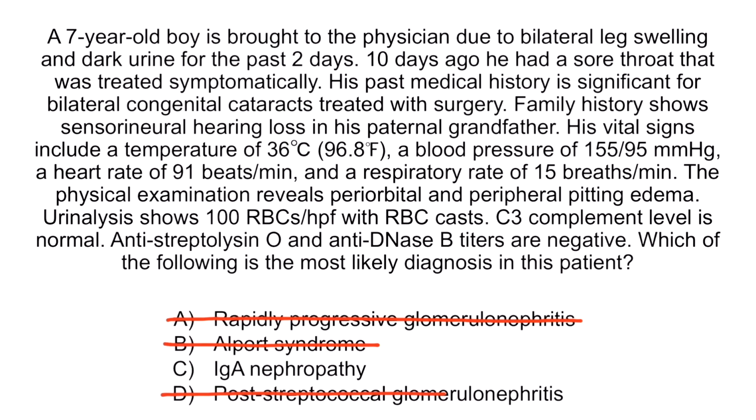Finally, option D is incorrect because, as we already mentioned, post-streptococcal glomerulonephritis is characterized by low C3 complement level and high anti-streptolysin O and anti-DNase B titers. And that concludes our lecture on nephritic syndromes.